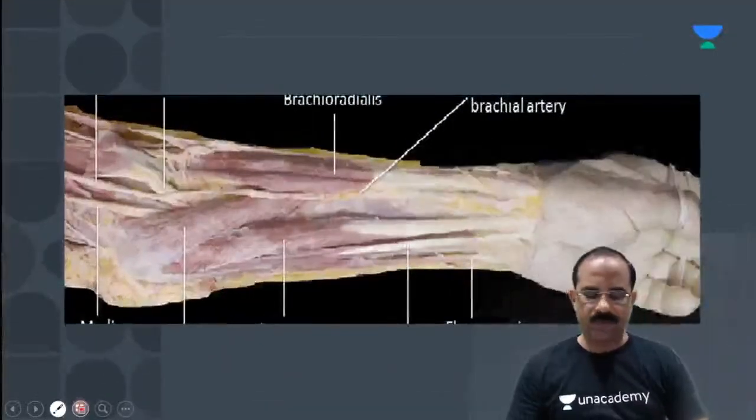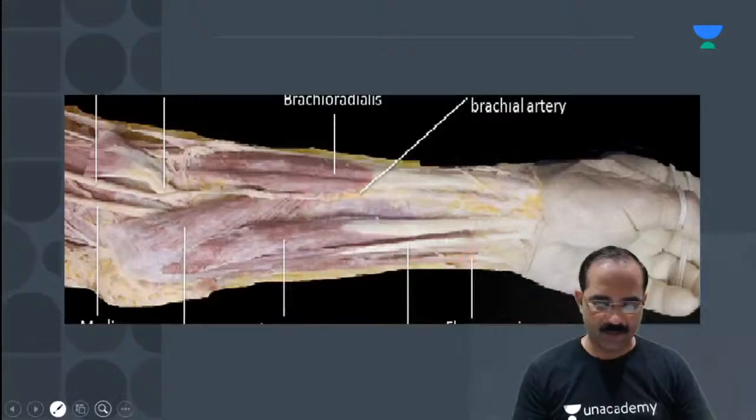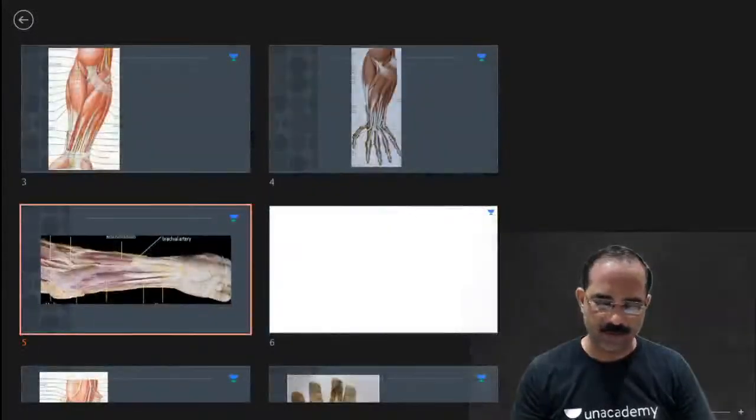Just see this dissected specimen for you. What is this? Once again, that's a Pronator Teres. That's a Flexor Carpi Radialis. Ye hai Palmaris Longus. Here would be the superficialis. And the last tendon that you're seeing is the Flexor Carpi Ulnaris. Okay, perfect.